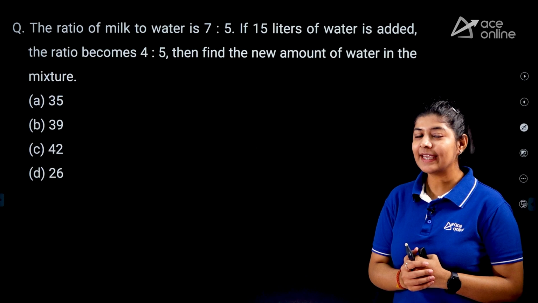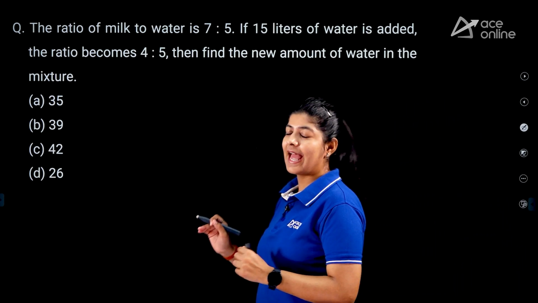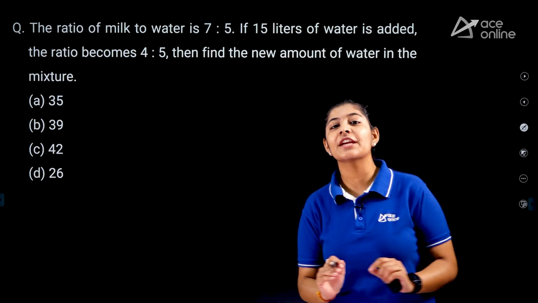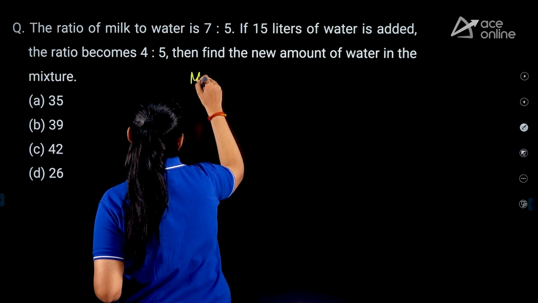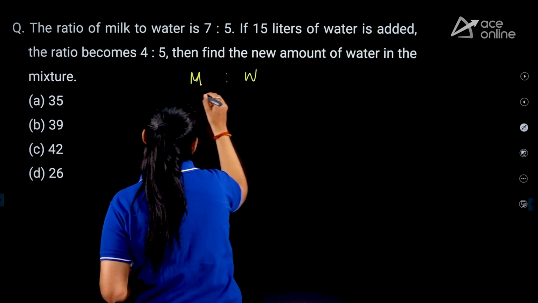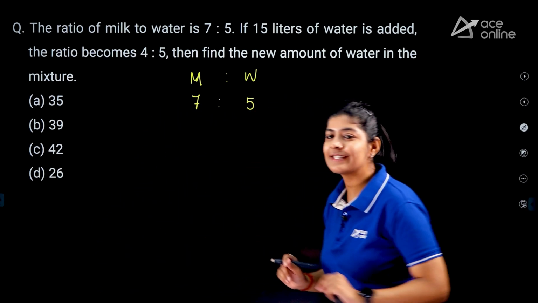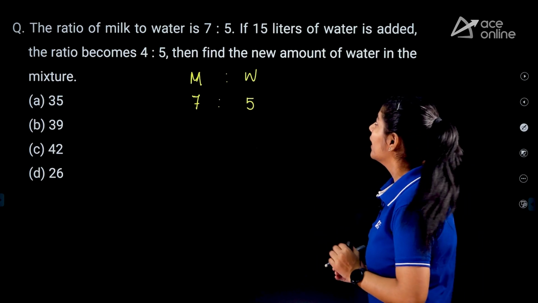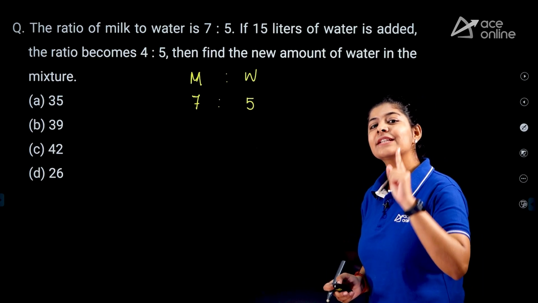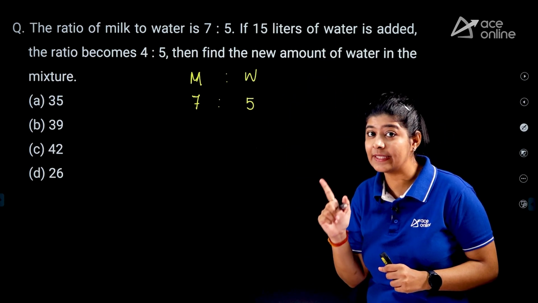Okay, let's see how we are going to deal with this question. In the very first line, the ratio of the mixture is given, and the ratio of milk to water is 7:5. This is the ratio of the mixture at the initial level, right? Now I mixed 15 liters of water, not the milk, right?